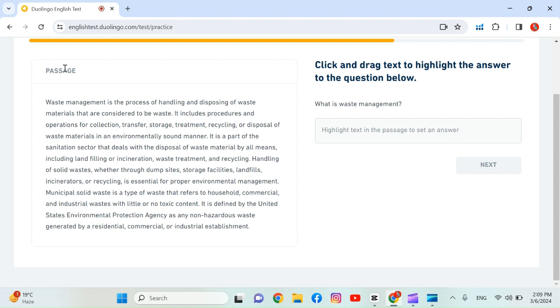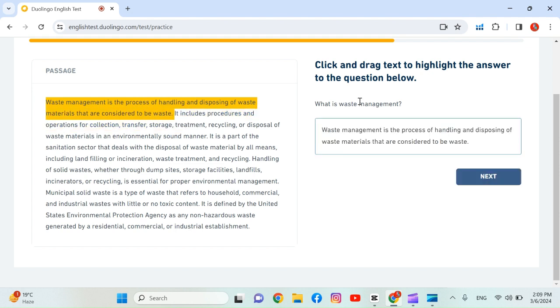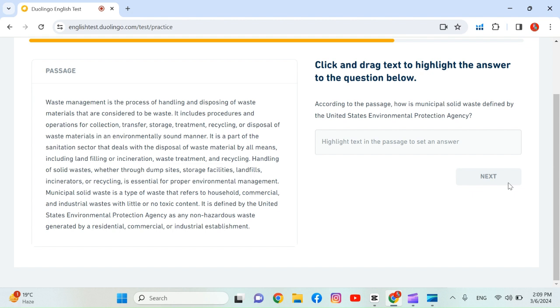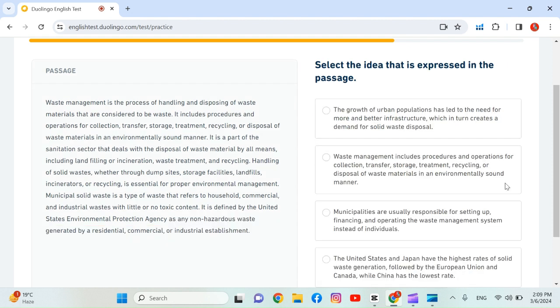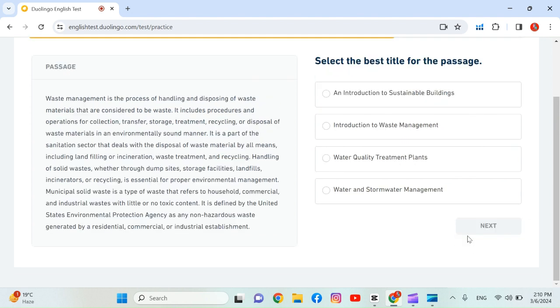Waste management is the process of handling and disposing of materials that are considered to be waste. Next. According to the passage, how is municipal solid waste defined by the United States Environmental Protection Agency? As any non-hazardous waste generated by residential or commercial establishments. Select the best title: Introduction to Waste Management. This is the correct one. Next.